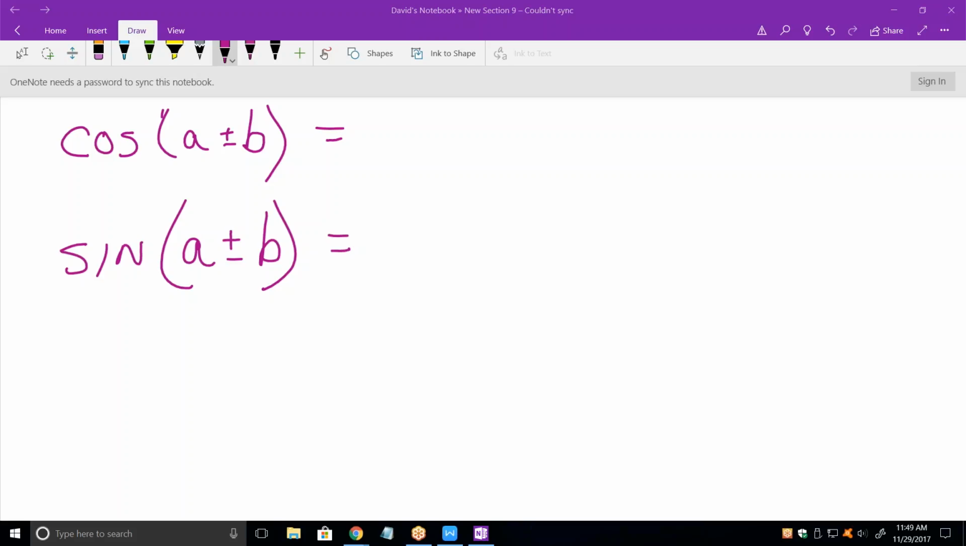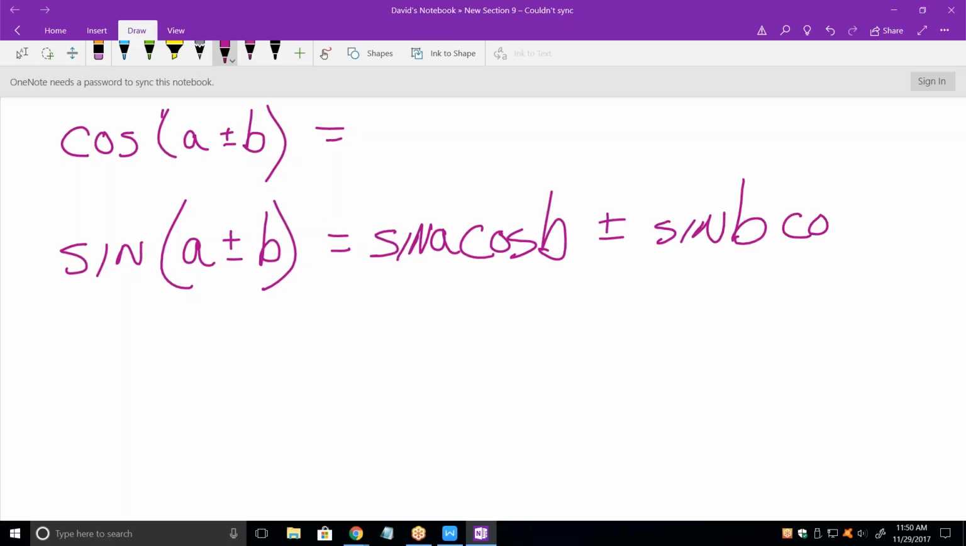So I know the sine version better. I'm going to start with the sine. The sine version's sine A times cosine B plus or minus sine B times cosine A. Good. Now, the cosine version is actually easier to memorize. It's got two cosines in front, two sines in back. Tell me what it is.